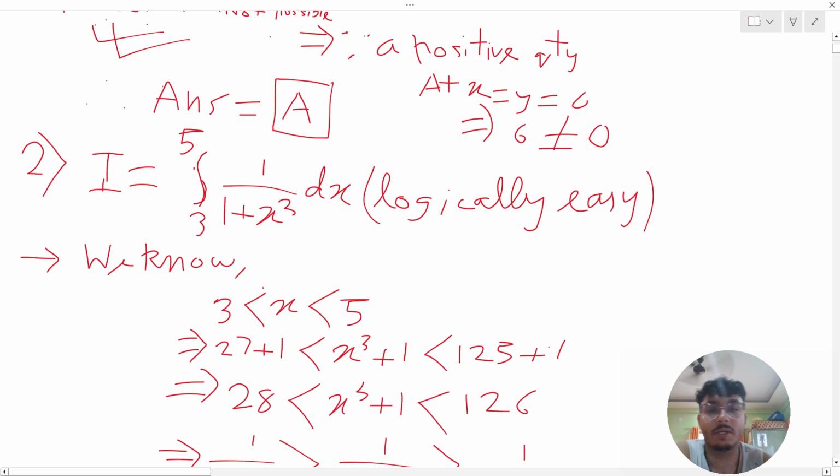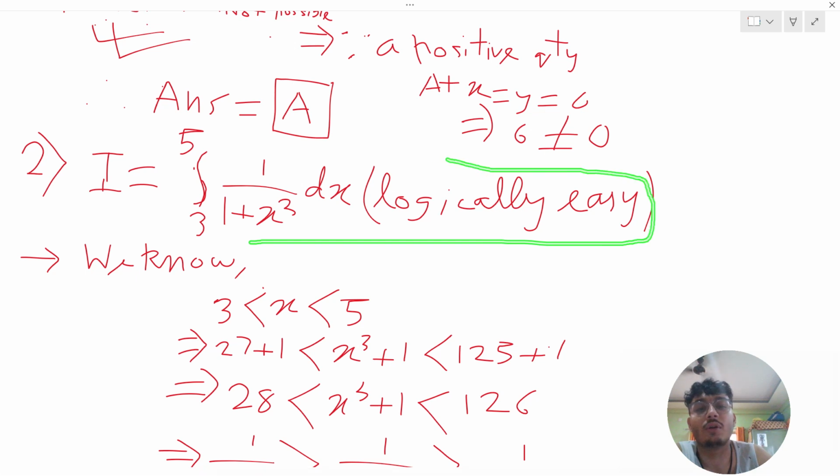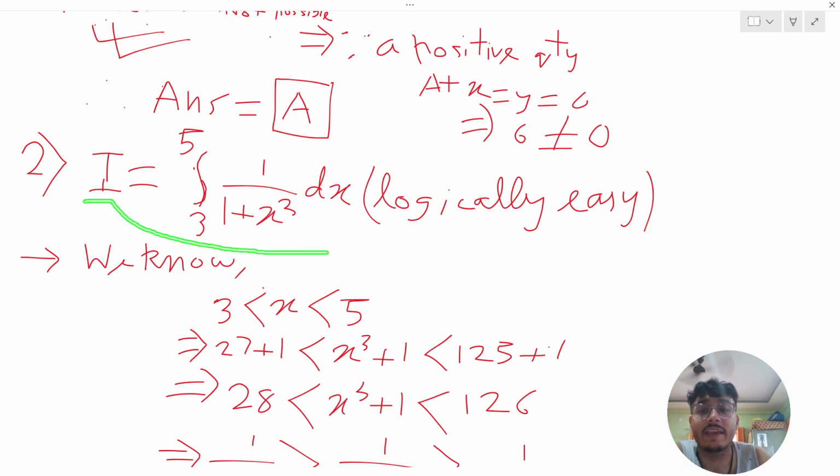Easy question. Question number 2. A very logically easy question based on the limits of integration. It's a definite integration question. I was given an integral I equals integral 3 to 5 of 1 by 1 plus x cube dx, and I had to say between which values this integration lies.